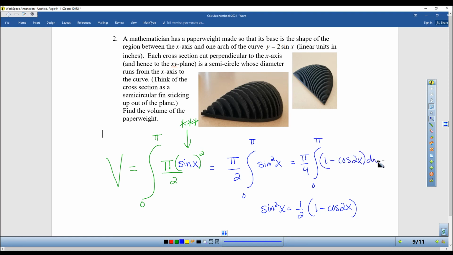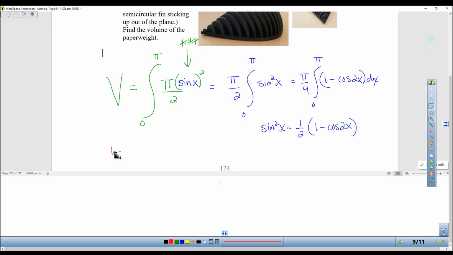If you didn't know that identity, that's the only way, except you could just do the whole thing on your calculator. So my u is going to be 2x. My du is going to be 2 dx. So now I can rewrite this integral with, I don't have a 2 dx, so I'm going to add a 2 and then add a 1/2 on the outside, which gives me pi over 8 integral from 0 to pi of 1 minus cosine of u.